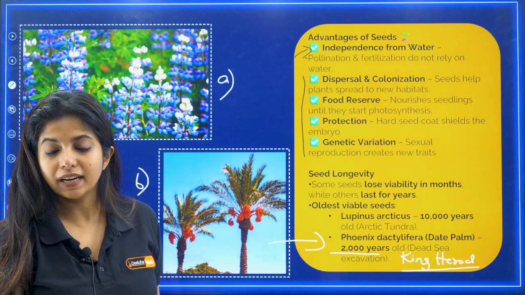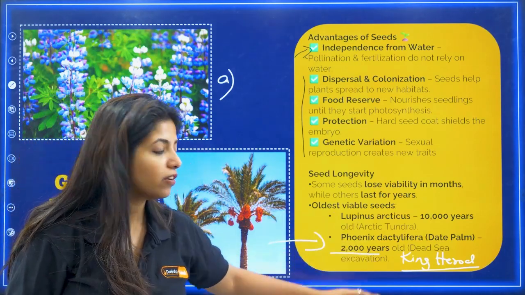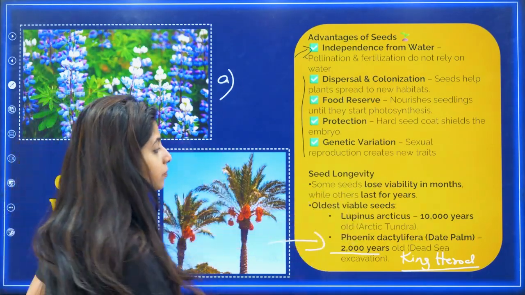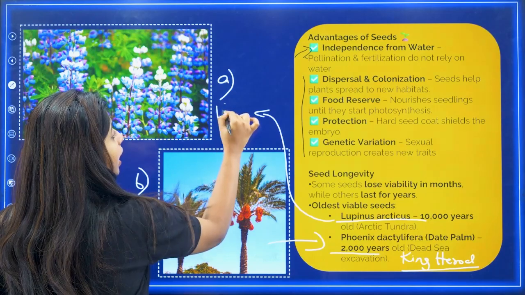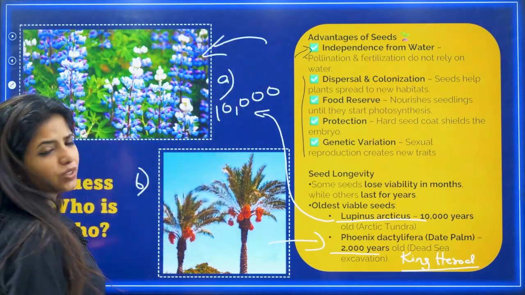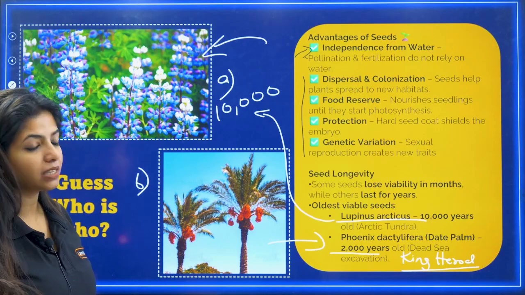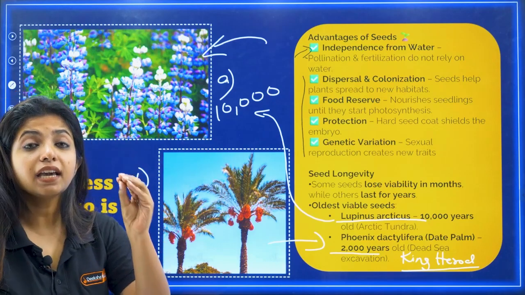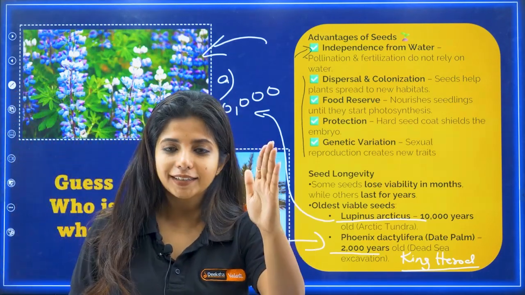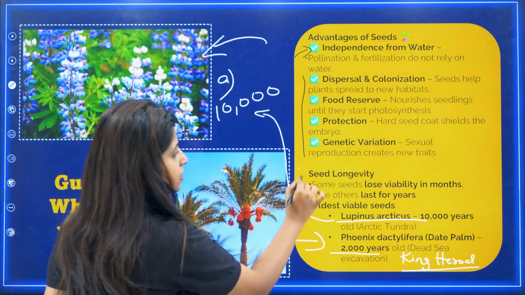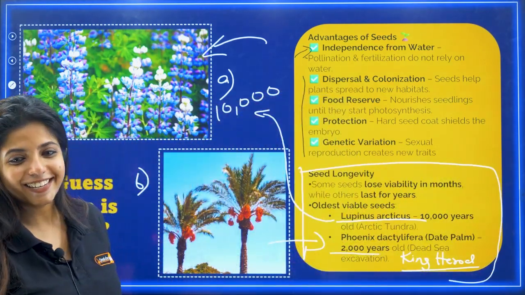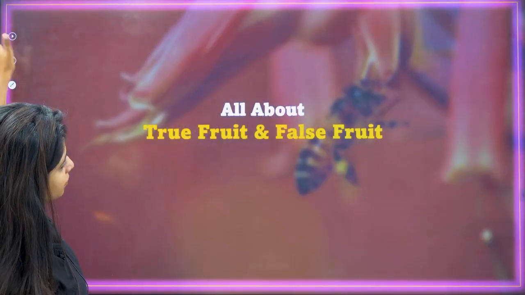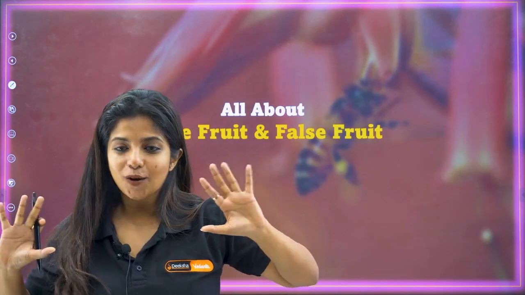In the excavation of King Herod's palace near the Dead Sea, it was found that a Phoenix dactylifera seed was there and it still grew. And Lupinus arcticus is way more different than this one, because it stayed viable for 10,000 years. You see how beautiful they look, right? So this is Lupinus arcticus, found in the Arctic region. That is Phoenix dactylifera, which is date palm, found during King Herod's period. Always remember that, very, very important. Again, this gives questions in NEET, in KCET, and in your PU2 MCQs as well. Fine. With that, we are done with seeds also.